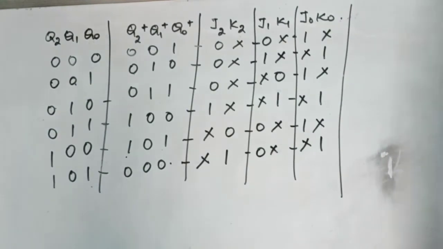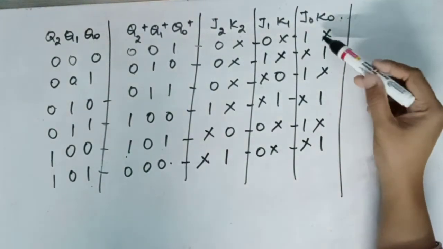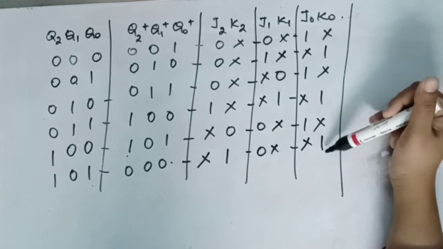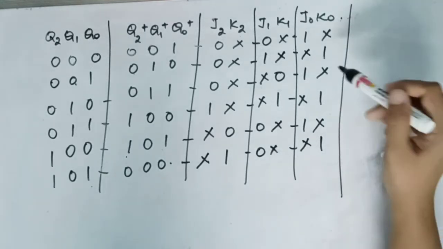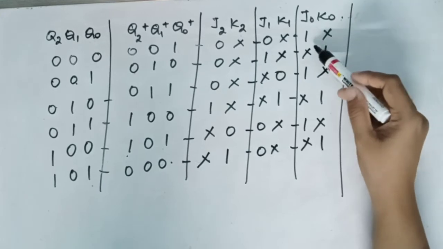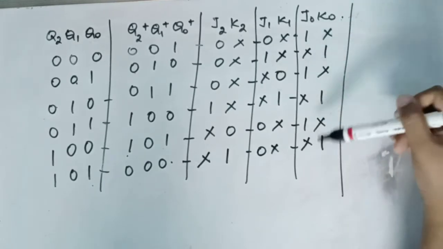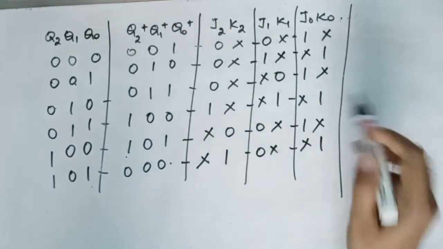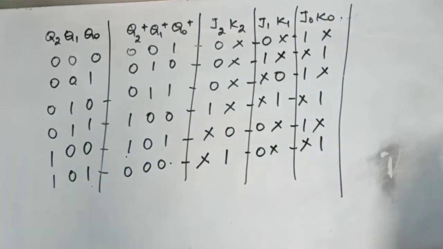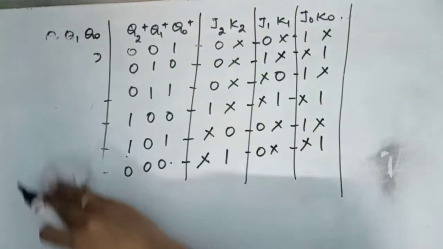Okay, so in this case J0 K0, if you see, all are either don't care or 1, and 6 and 7 also you will be putting don't care. So you can directly write that J0 is equal to 1 and K0 is equal to 1 because there are no zeros. So J0 equal to K0 equal to 1 itself.